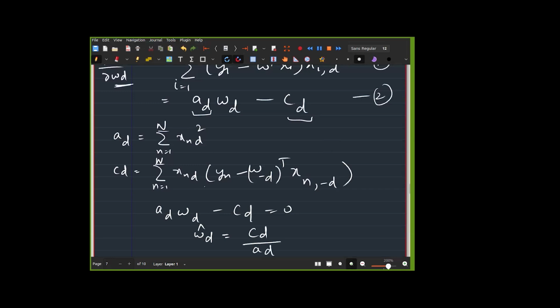Now, one more thing is that CD can also be written in a very compact way. How? If you see the summation over n, n is traced over data points. I could write this as a dot product because this term is indexed by n and this residual can also be indexed by n. So if I create two very long vectors for both of these, I could take the dot product and get my CD. So that's the idea.